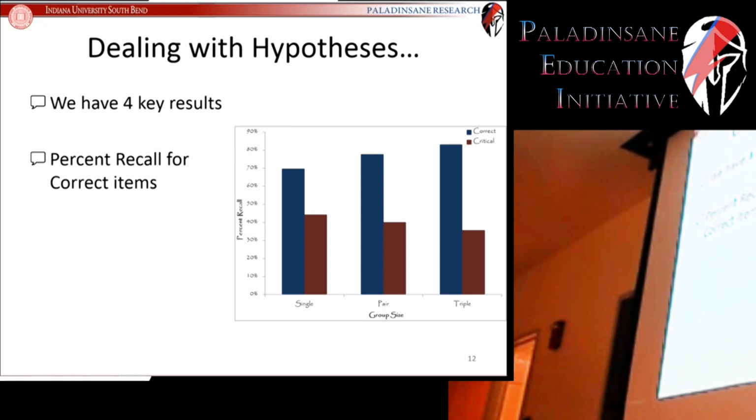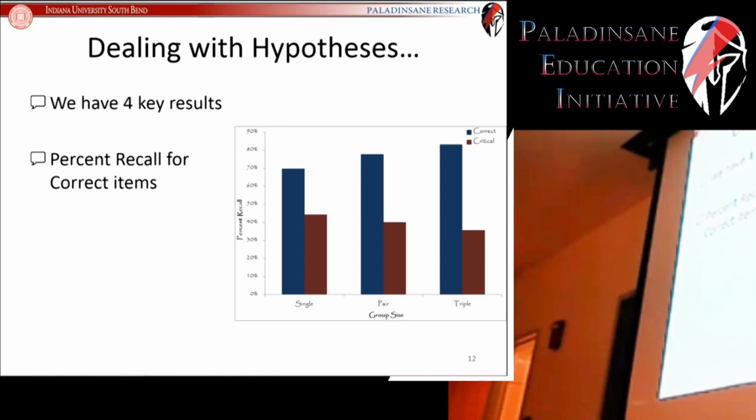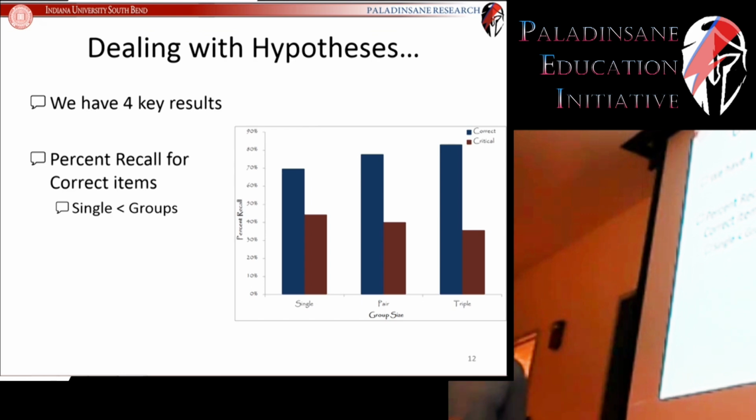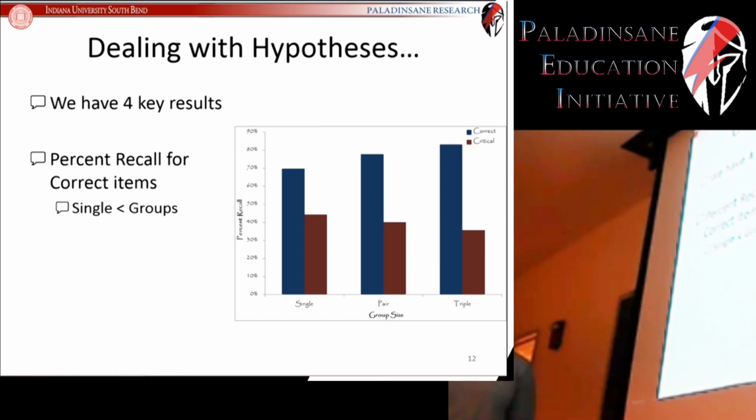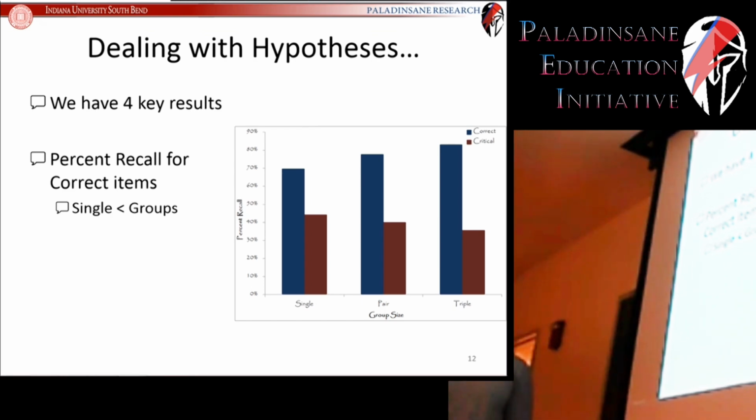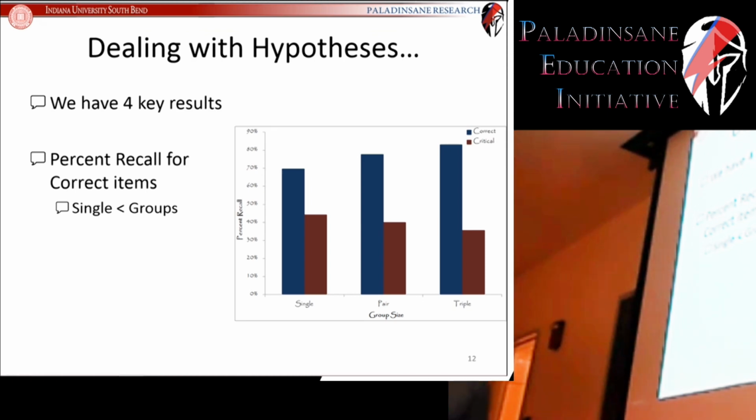So we have 4 key results. We got the percent recall for correct items, right? We have the simplified version that singles recalled fewer correct items than groups did. That's key result number 1. Singles recalled fewer items than groups. So we need a theory that predicts either that this should have happened or that this should not have happened. We need a theory that touches on percent recall for correct items and singles versus groups.